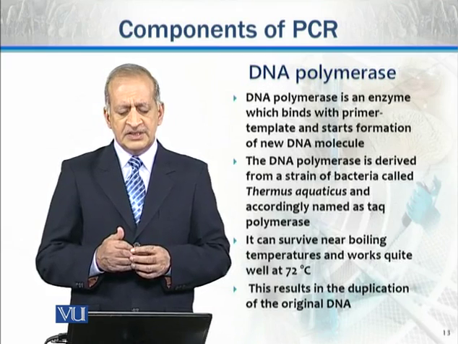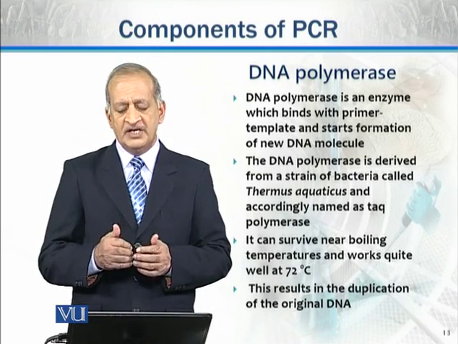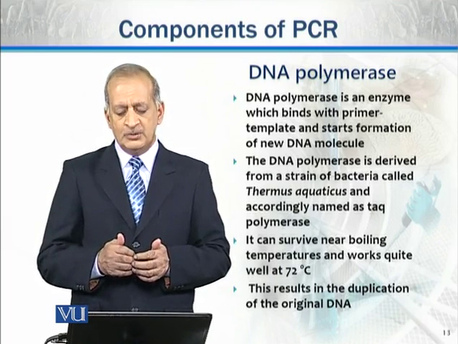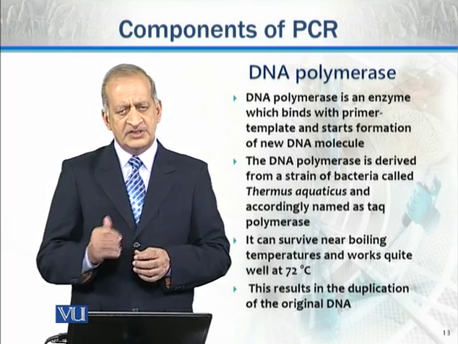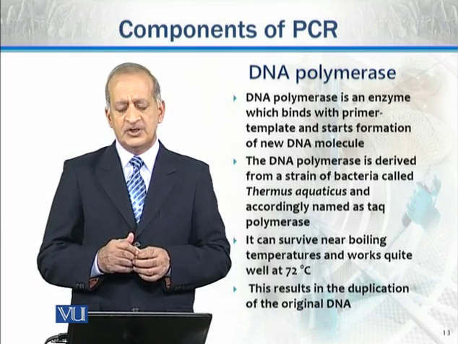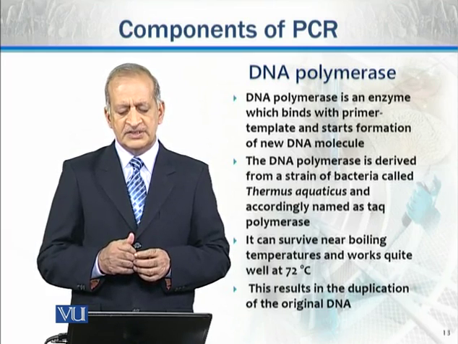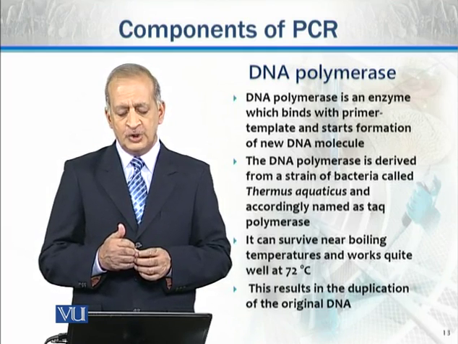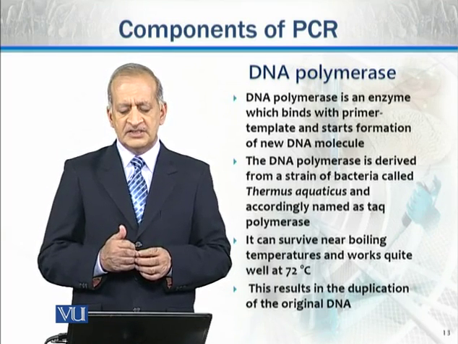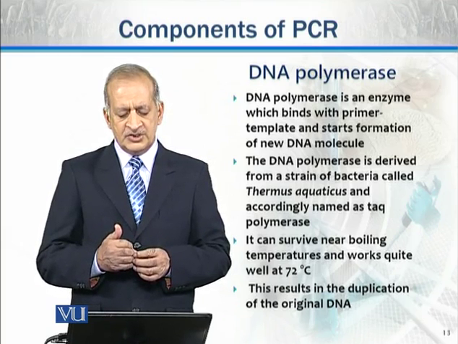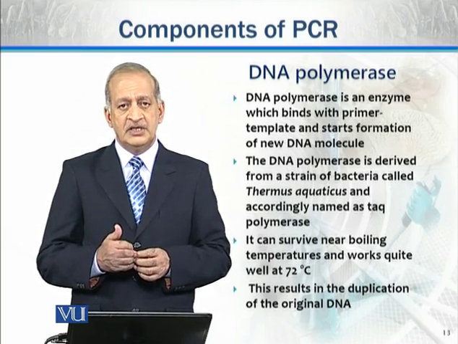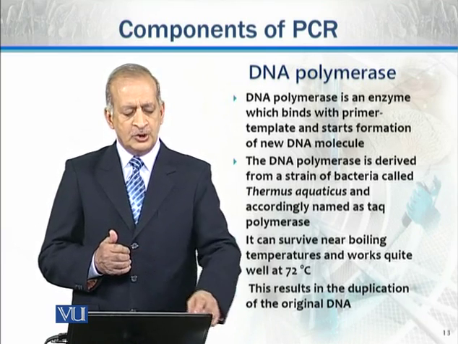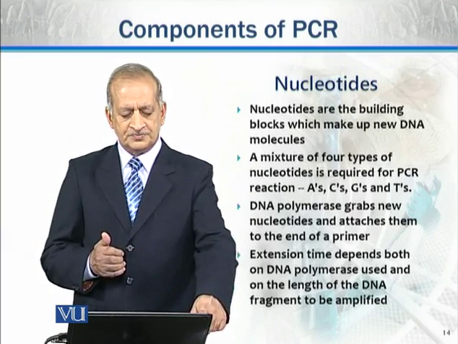What is DNA polymerase? DNA polymerase is an enzyme which binds with the primer template and starts formation of a new DNA molecule. The DNA polymerase which is generally used is derived from a strain of bacteria called Thermus aquaticus, and that is why it is named Taq polymerase. These bacteria can survive in boiling temperatures, for example, even a temperature of 72 degrees Celsius. And this results in the duplication of the original DNA molecule.